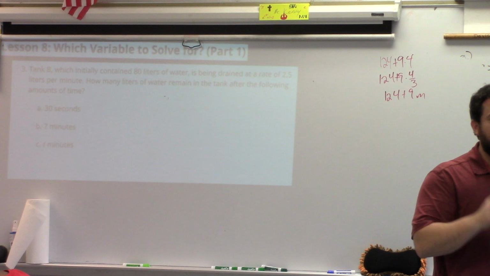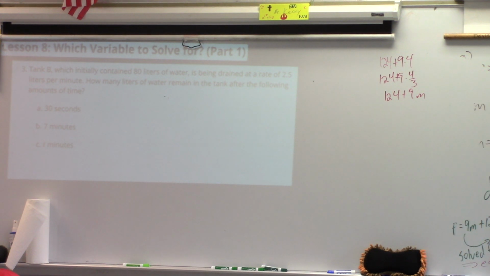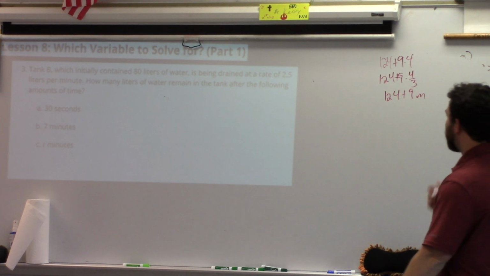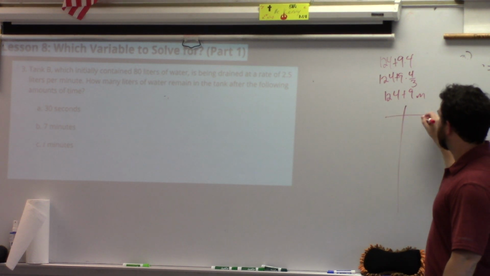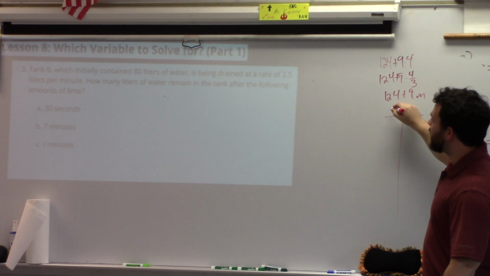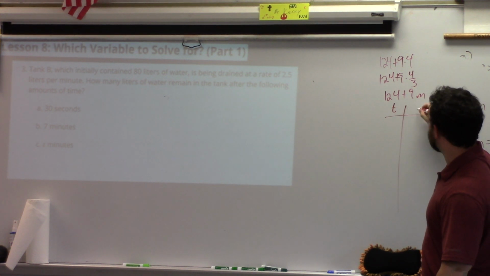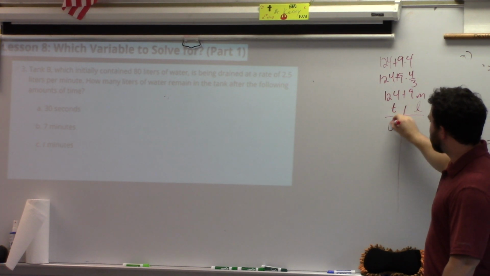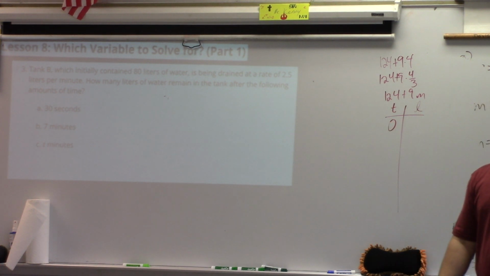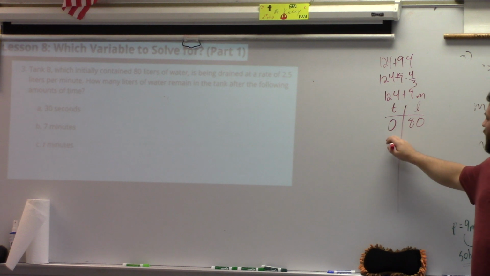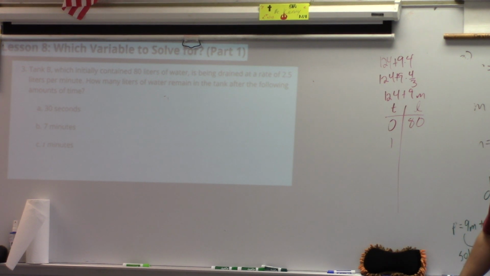If you are looking at a word problem and you don't see the equation right away, what can you create to help make it easier? A table. Very plainly, when I look at my time and my liters of water, at 0 minutes, how many liters of water were there? 80. At 1 minute? 77.5. Okay, how did you get there though?